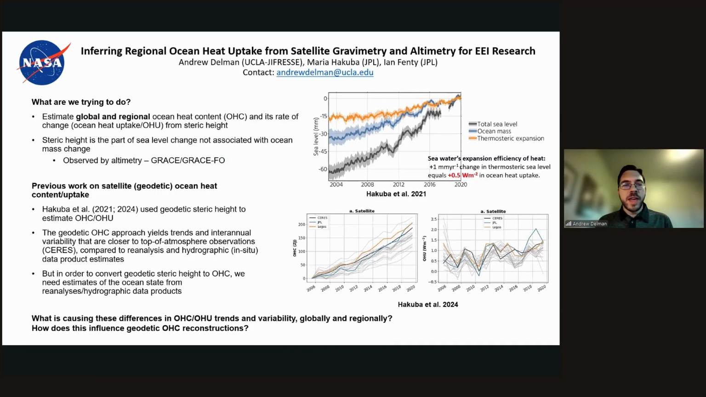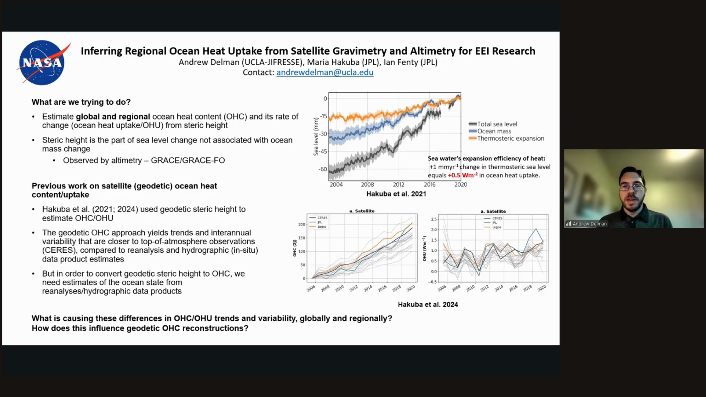One way we can get at that is that ocean heat content is related to steric height. What is steric height? Steric height is the part of the sea level change not associated with ocean mass change. So we can measure this very well with satellites, because altimetry measures the total sea level change, and GRACE and GRACE Follow-On measure the mass change. So the difference of those is the steric height.